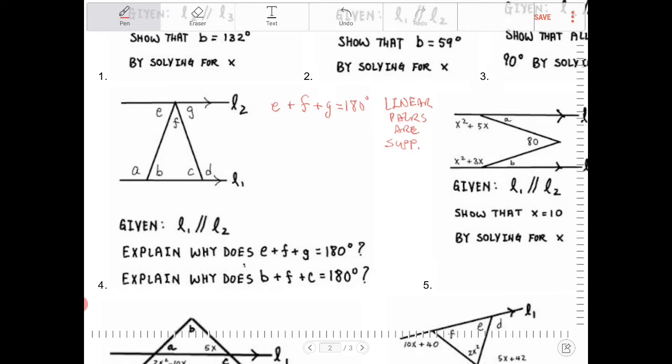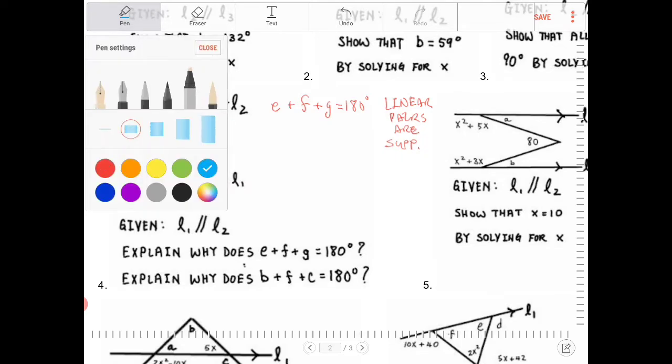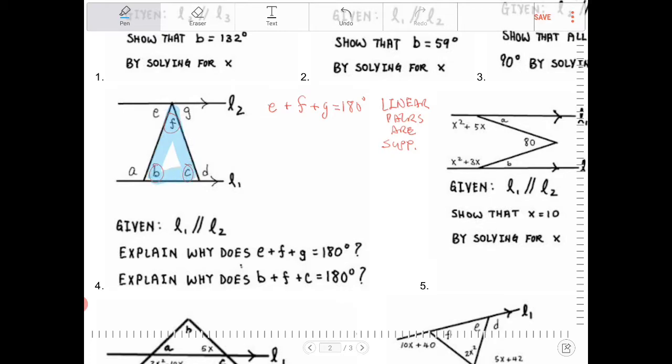Anyway, it then says to show why angles B, F, and C add up to 180 degrees. So we're talking about these three angles here. Actually, if you notice, this shape in here is in fact a triangle, right? What this question is really asking you to do is to prove why angles B, F, and C add up to 180 degrees. Why is it that a triangle adds up to 180 degrees?